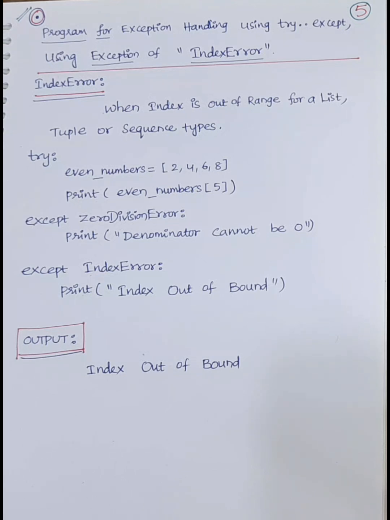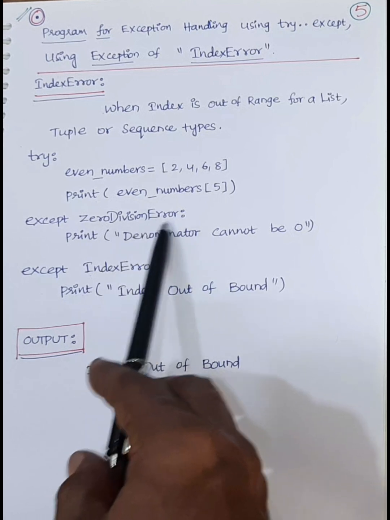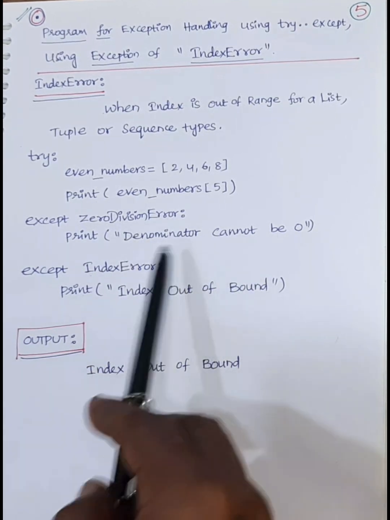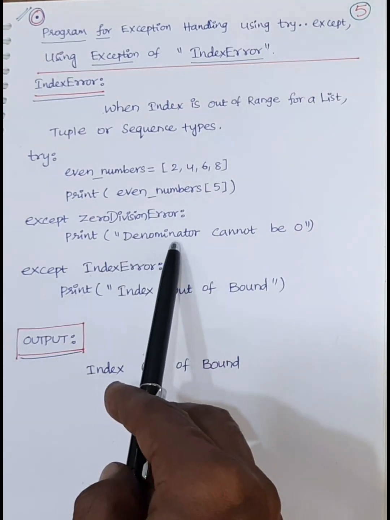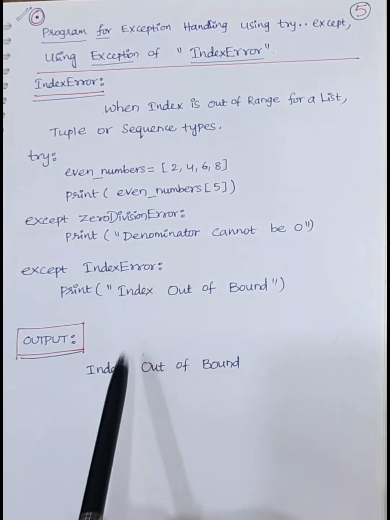So here we will get the error, and I want to handle that error. To handle that error, I have to place the code in the except block. But the built-in exception ZeroDivisionError is not suited for this. Here it is not a zero division error. Even if I wrote it in this code, it will not be displayed, it will not be executed. One more exception is there, that is IndexError.